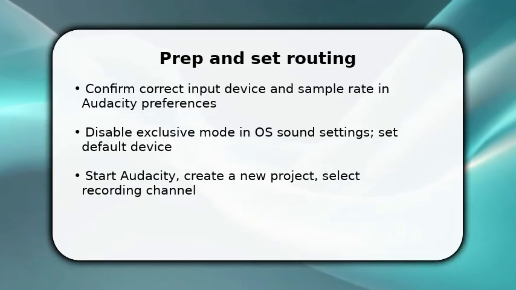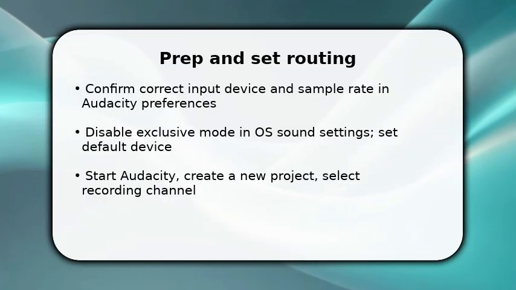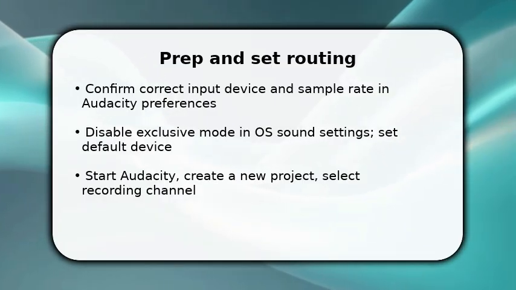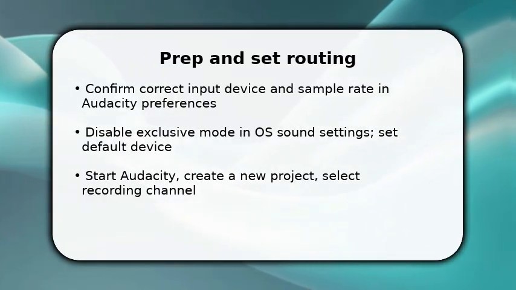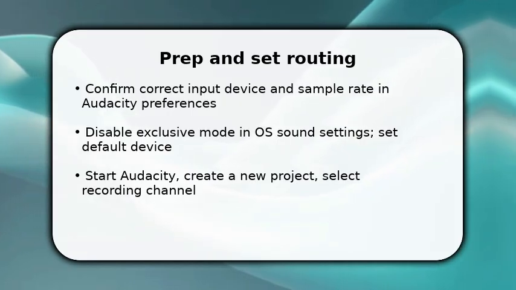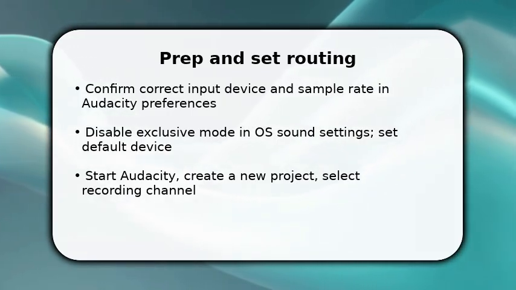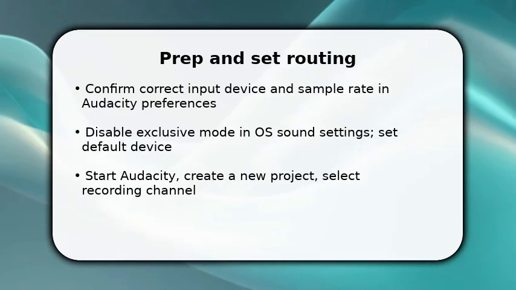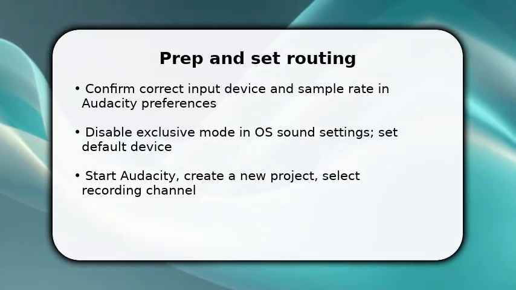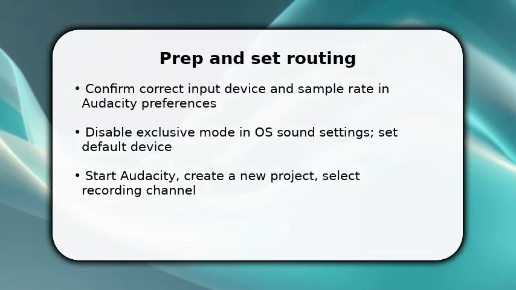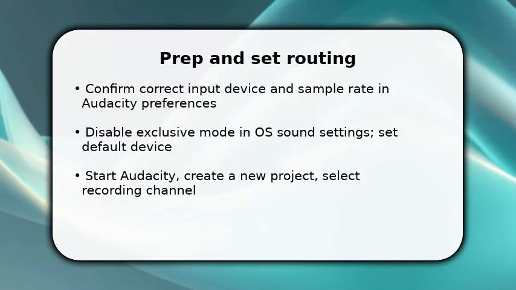You start by confirming the essentials. Your microphone appears in Audacity and sample rate matches your audio interface. Open Preferences Devices and pick the exact input. Next, go to your operating system sound settings and disable exclusive mode so Audacity can't be cut off. Make sure the same device is set as default.